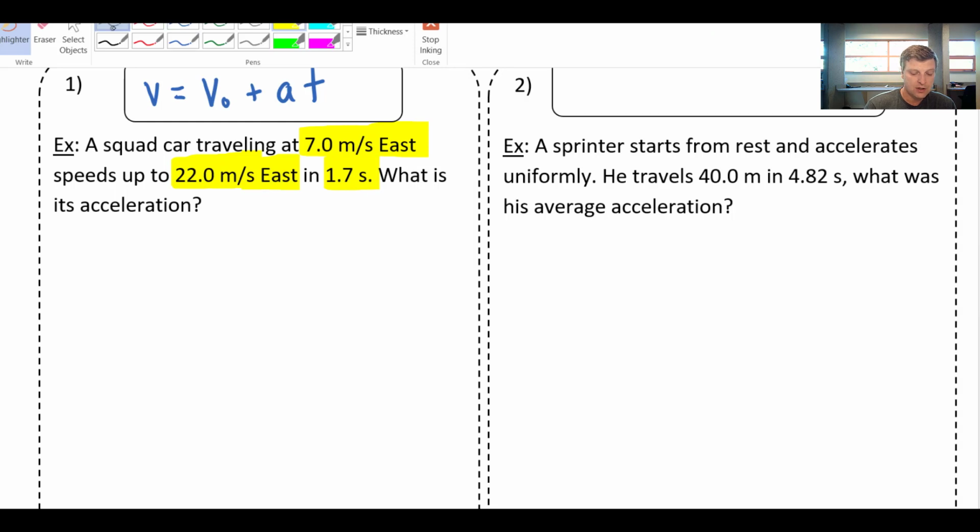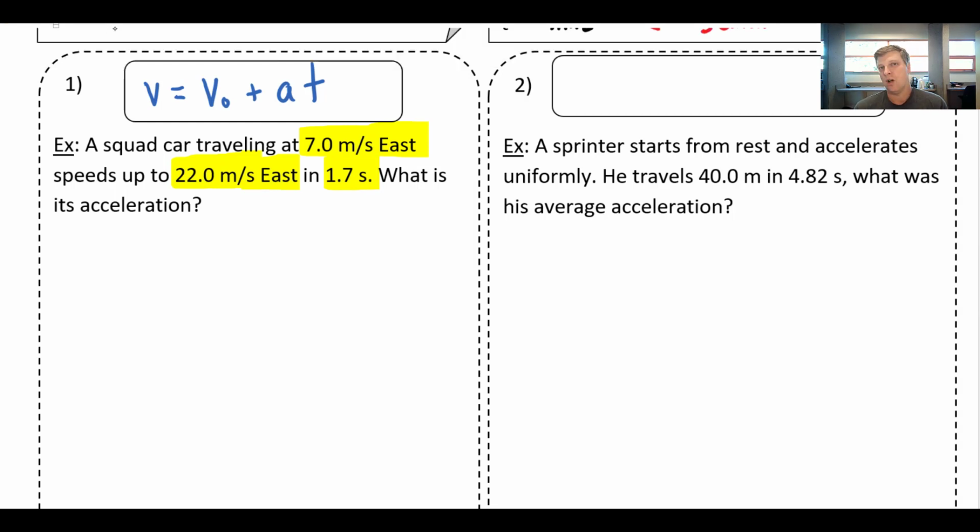First things first, we're always going to draw a picture. And if you have done any of my lessons before, you know that I'm a terrible artist. So it doesn't matter how bad you are, draw a picture of this situation first. A police car speeding up. So, okay, here's my attempt at a police car.